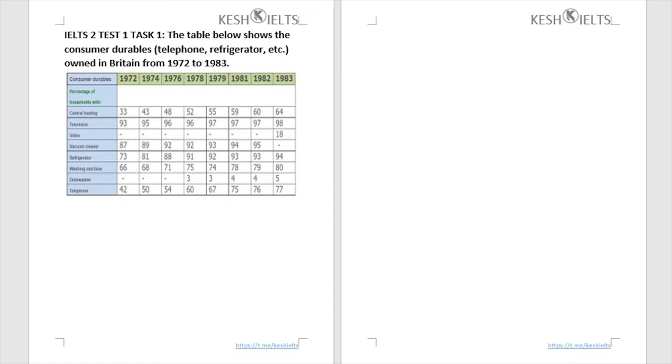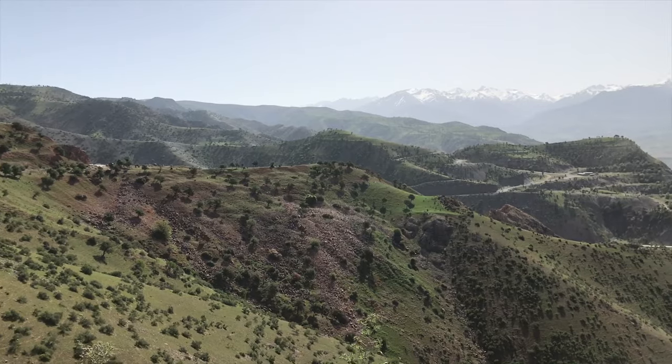Hello, today I would like to show you how you can write a table for your IELTS Task 1.